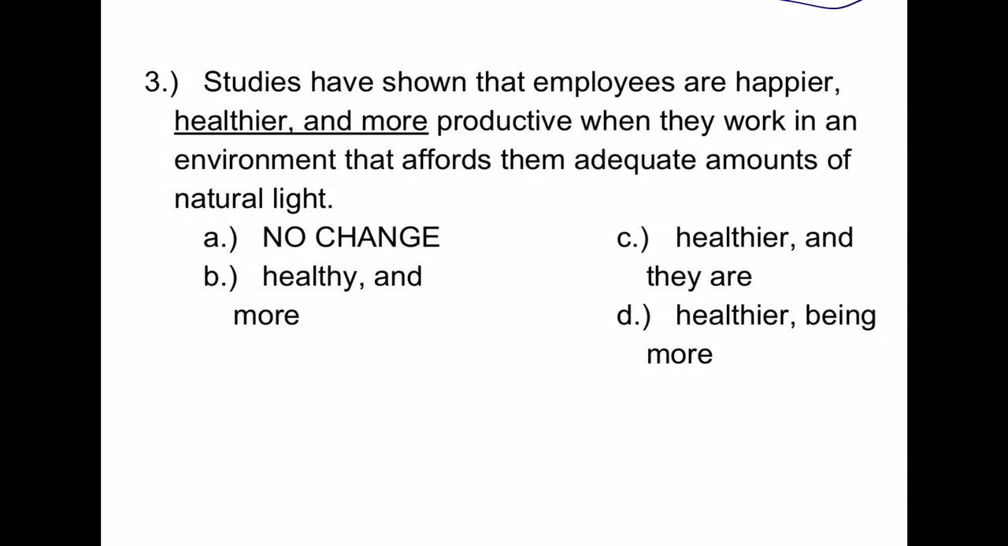In number 3, we have a list of 3 different comparative adjectives. Studies have shown that employees are happier, healthier, healthy not being correct because it's not a comparative adjective. And either we can say more productive, being more productive, or they are more productive. We don't need to include the they are or the being. And B was wrong because of the healthy. So that leaves A, no change, more productive, as the third comparative adjective.